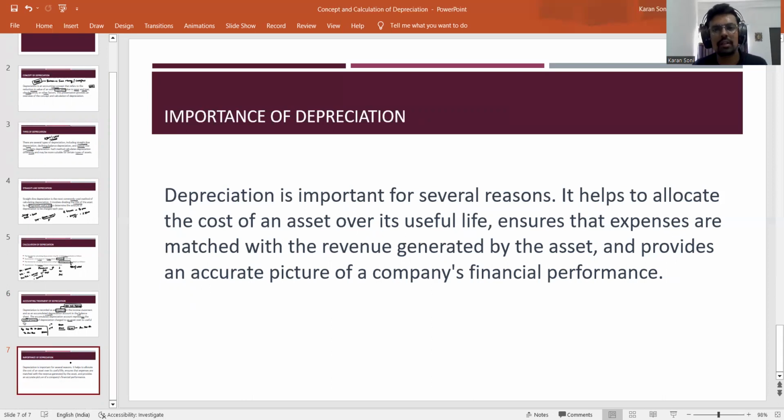So importance of depreciation. There are several reasons we charge depreciation. It helps to allocate the cost of an asset over its useful life. So the same thing which I explained. Its life is 5 years, so we allocate the cost in 5 years. Simple. Why you want to keep the cost to 1 year only when the life is 5 years? So that will be incorrect, right? And that will lead to wrong calculation of profits.